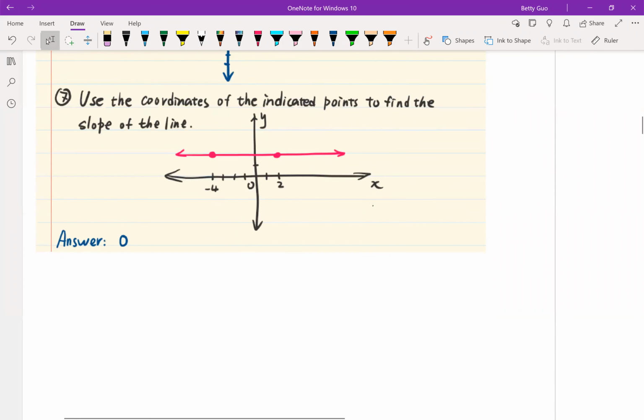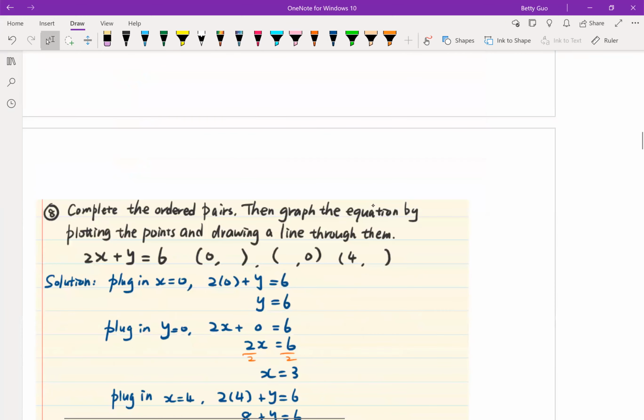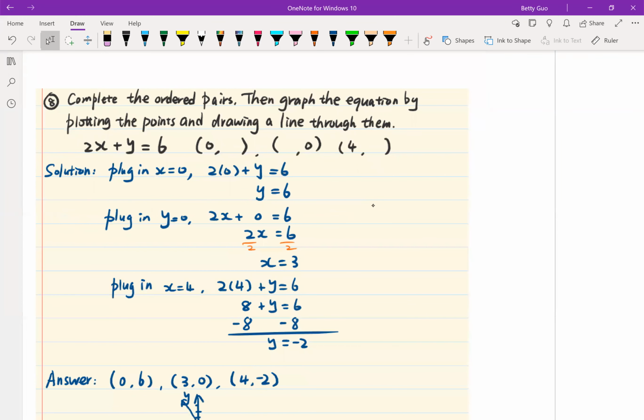Number 7, use the coordinates of the indicated points to find the slope of the line. You can see clearly this straight line is horizontal. A horizontal straight line has a slope of 0. Number 8, complete ordered pairs. Then graph the equation by plotting the points and drawing a line through them.